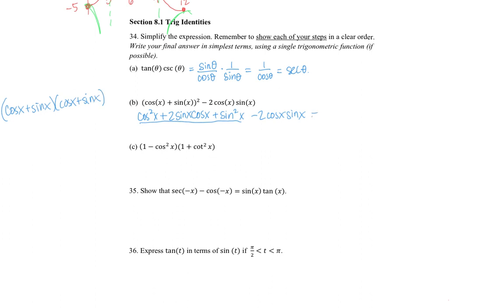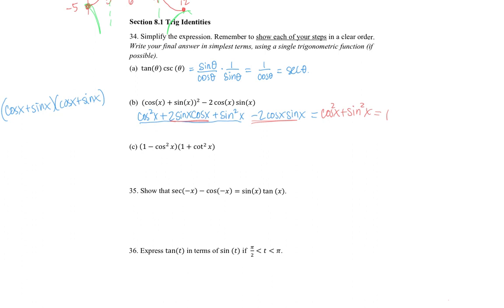And so I can see that this term and this term are going to add to make 0. So this will just be left with cosine squared x plus sine squared x. And that's one of my Pythagorean identities. I know that's equal to 1. Right? So for the next one, again, we can remember that cotangent is cosine divided by sine. So I'm going to get 1.